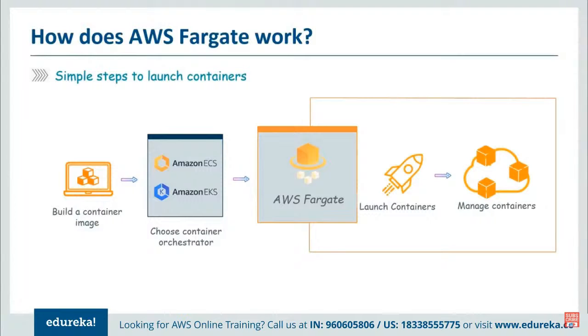So wasn't that simple? Let's summarize what we've learned till now. You built a container image that is suitable for your application. Then you choose a container management service out of ECS or ECS for Kubernetes. Then you launch a container using the AWS Fargate launch type. And AWS Fargate will manage and configure all the underlying infrastructure instances and the clusters for you. And suppose your application needs extra compute or storage resources later on, it will seamlessly scale your application without you having to bother about it. So there you go, guys. That's how AWS Fargate works.